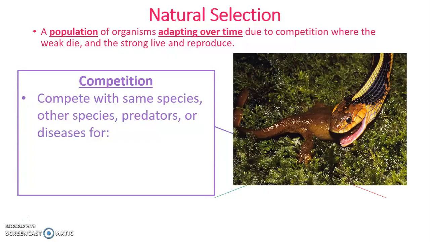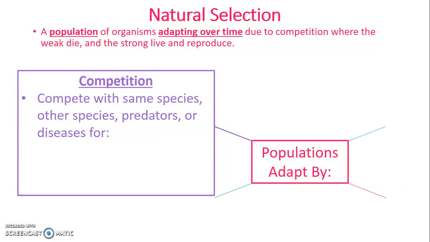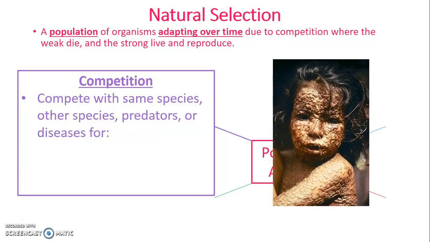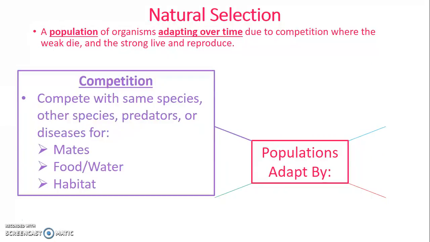Here's another example of competition with predators. And then lastly, diseases. Diseases can compete with you as well. And if you are strong, you will probably be able to live and you'll be able to reproduce and pass that trait on to your offspring. Here's an example of a child that has smallpox. Smallpox has been eradicated. There's a vaccine for it. But smallpox can be deadly if it ever does come back. And so you may be competing for mates, for food and water, and for habitat. And so we saw some examples of those.